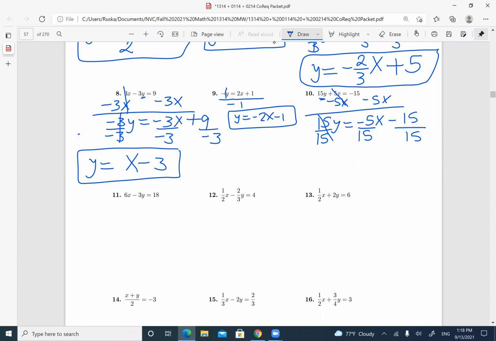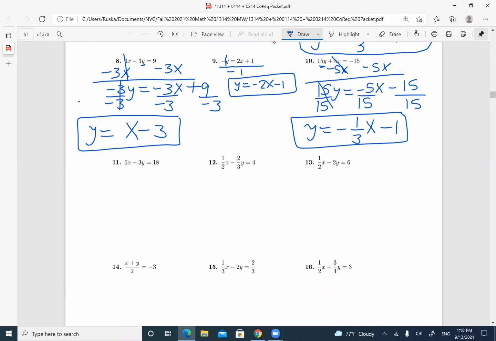And then that cancels, so you have y equals. Now, -5 over 15, you can divide by 5 up and down. So it's going to be -1 over 3x, and then minus 1, because 15 divided by 15 is 1. Okay? So that's how you solve these types of equations to get y by itself. You move the x and divide by the number in front of y.